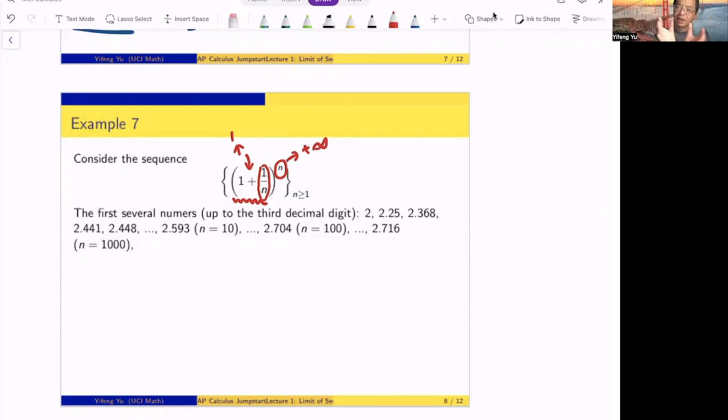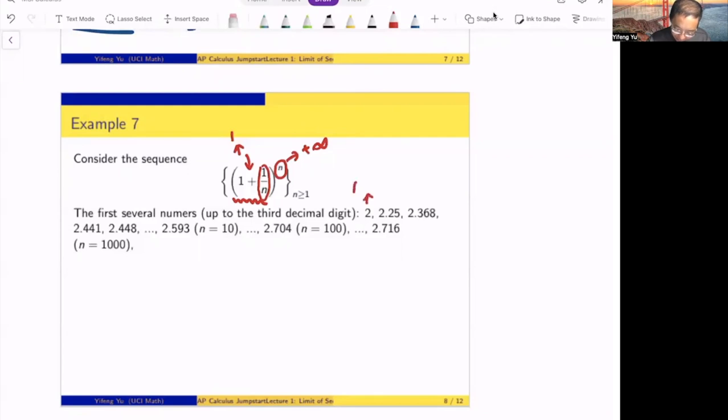You have a base that's more like 1, but you have a power that gets very, very large. If you combine the two things, it's just not so clear. So what we do is, let's try several numbers to see what happens.